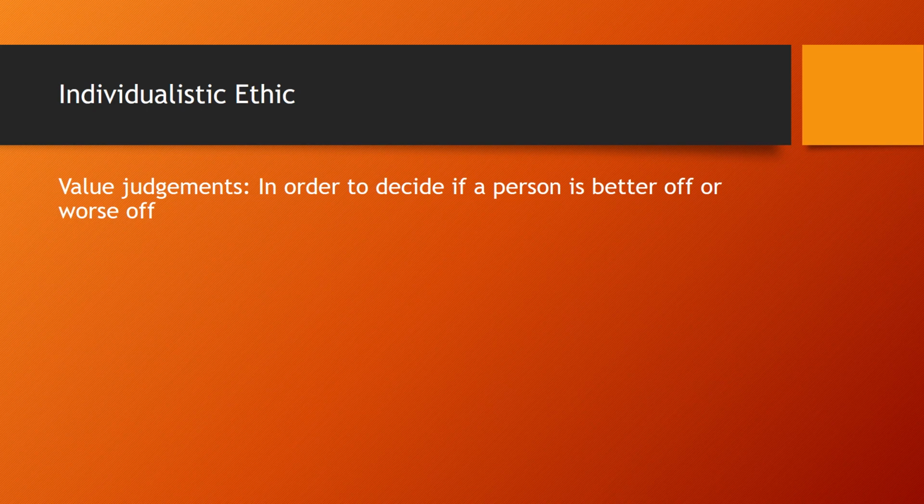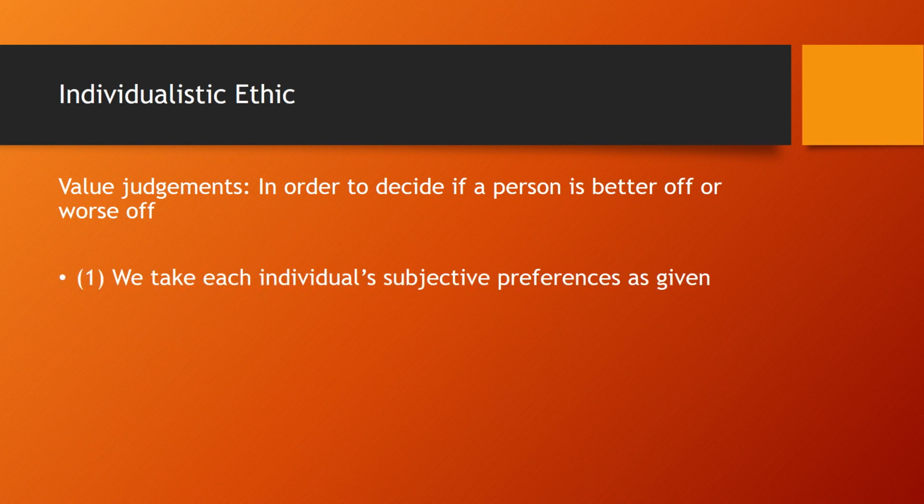Now, when economists talk about evaluating whether someone is better off or worse off, we make what I like to call the individualistic ethic. So there are several value judgments in order to decide if a person is better off or worse off from the point of view of an economist. The first is that we take each individual's subjective preferences as given. We don't try to evaluate those preferences. We don't say these are good preferences, or those are better preferences, or those are bad preferences.